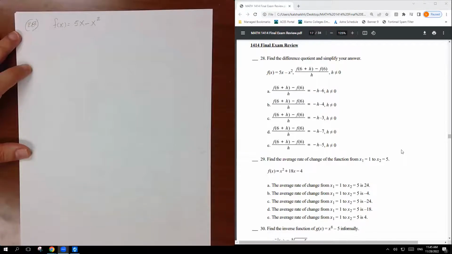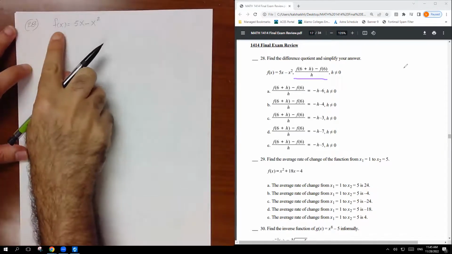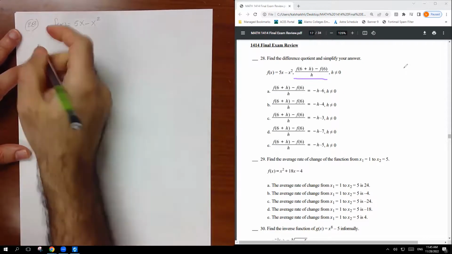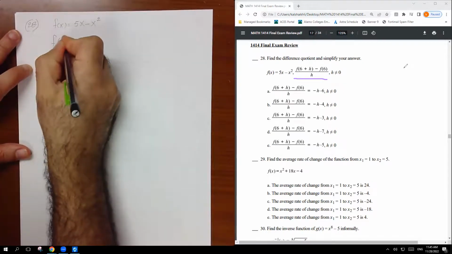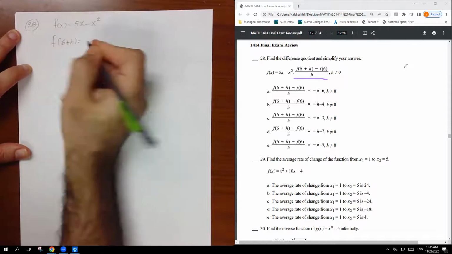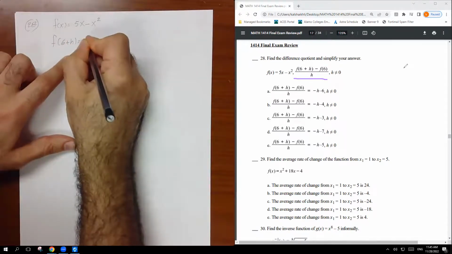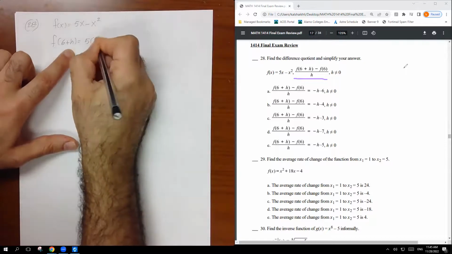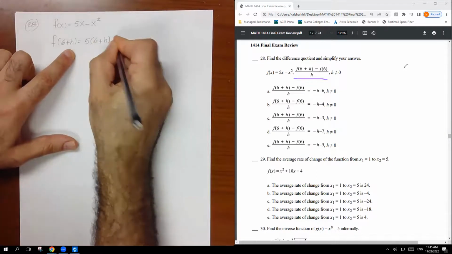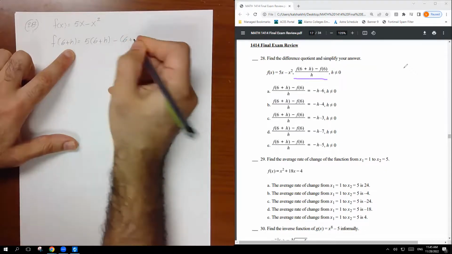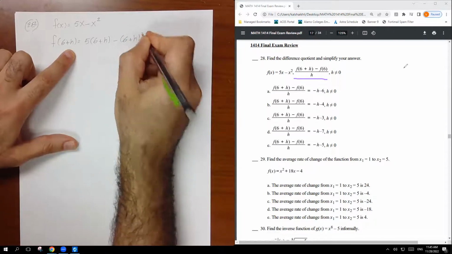So for 28, we need to find the difference quotient and simplify the answer. So here is the difference quotient. This is the rule for the difference quotient, and this is our function. Here is our function f of x equals 5x minus x squared. That means f of 6 plus h is going to be 5, and instead of x is going to be 6 plus h, minus (6 plus h) squared.